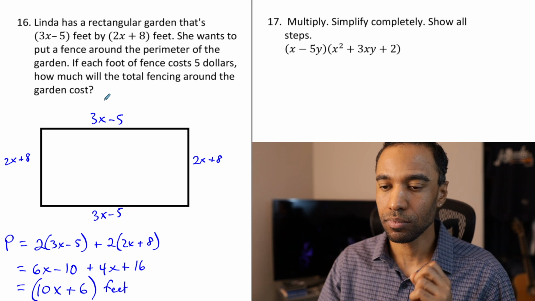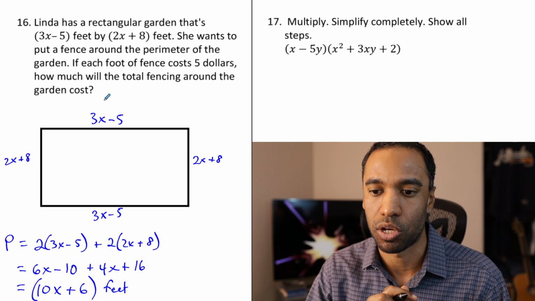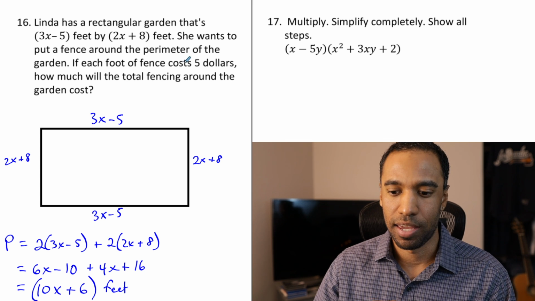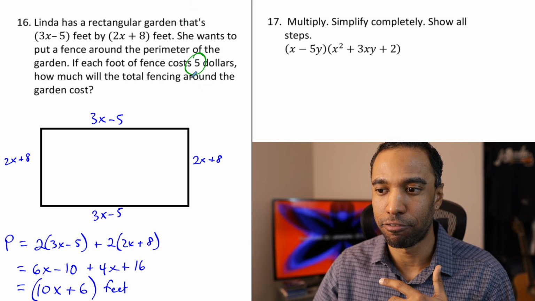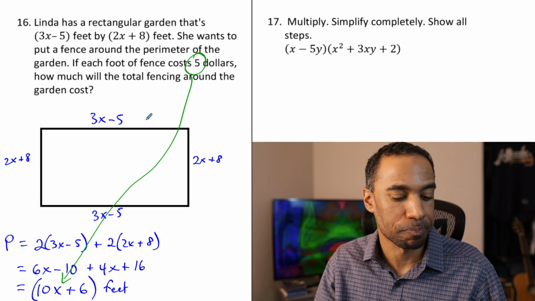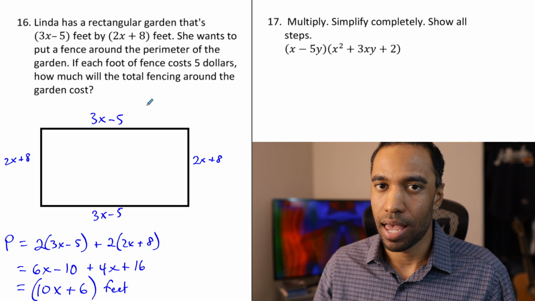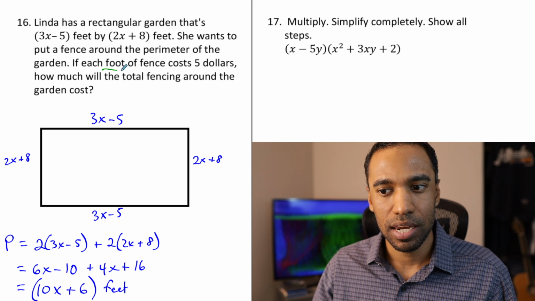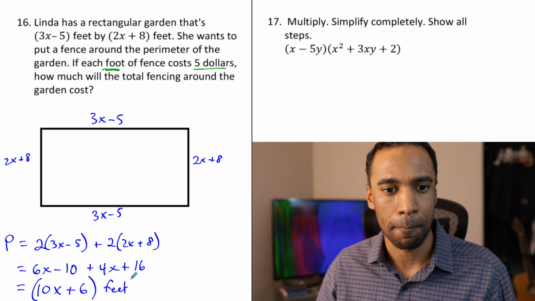Okay. They say if each foot of the fence costs $5, how much will the total fencing around the garden cost? Now, the interesting thing about this, guys, some people might think, hey, remember the last problem where we substituted a number for x? Let's plug in 5 for x here. 10 times 5 plus 6 is 56. It'll cost $56. You have to be careful. They never once said that x was dollars. And furthermore, they said each foot of the fence costs $5. This whole representation is in feet.